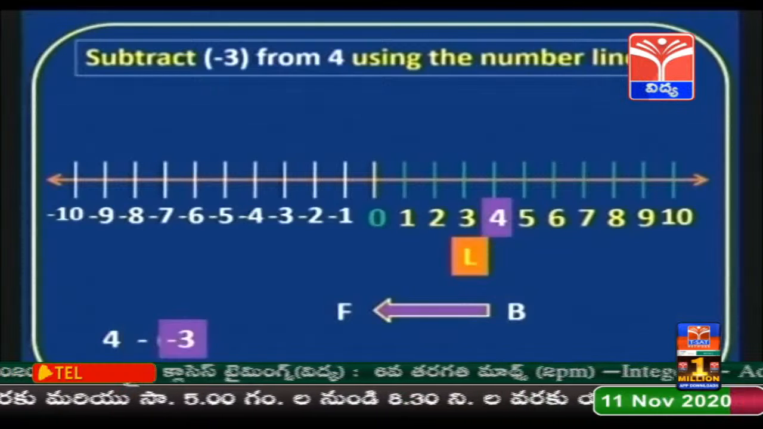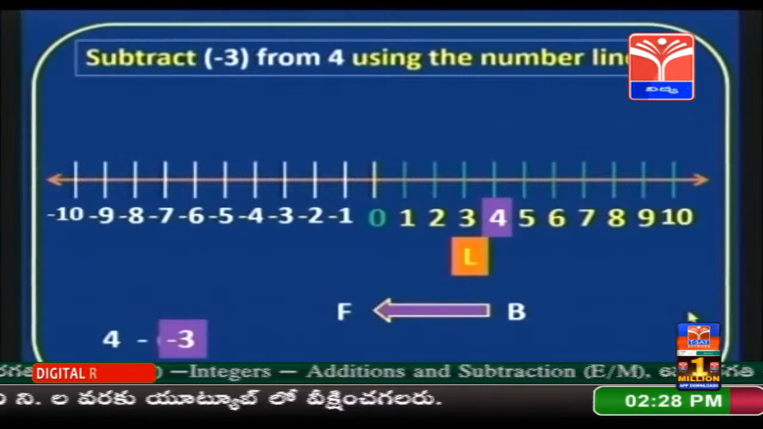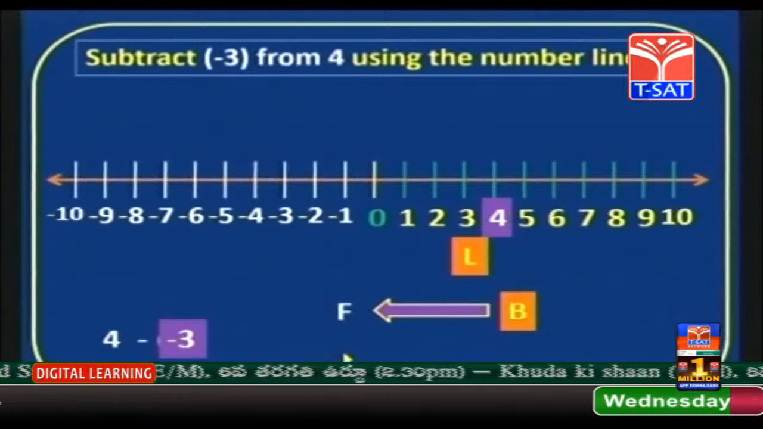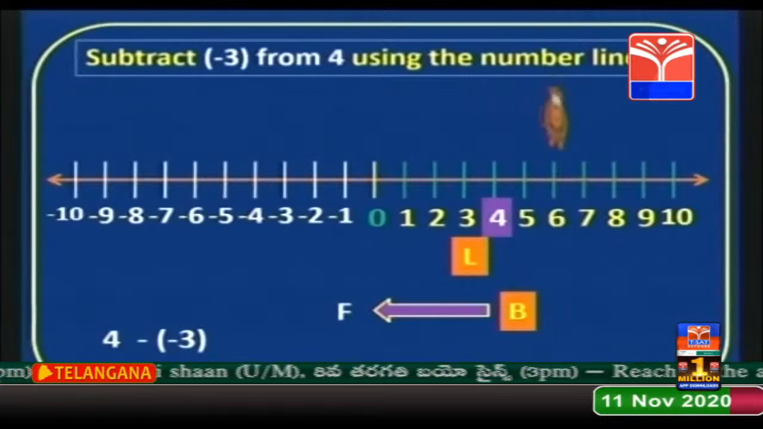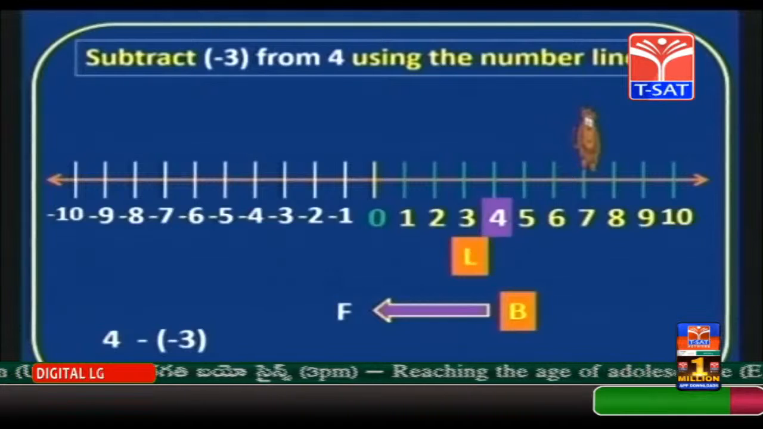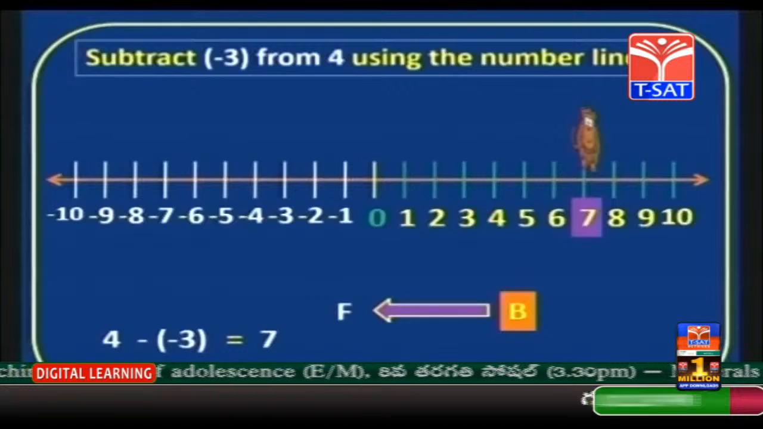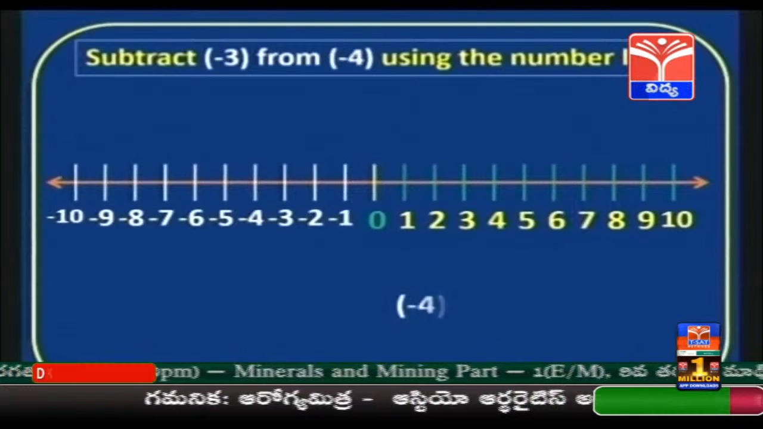What is the second integer? Minus 3. As it is minus 3, do we have to move forward or backward? Yes, we have to move backward. How many steps? 3 steps. So the monkey is at 4, now moving backward by 3 steps. So where did it reach? Yes, it reached 7. So what is 4 minus of minus 3? It is equal to 7.